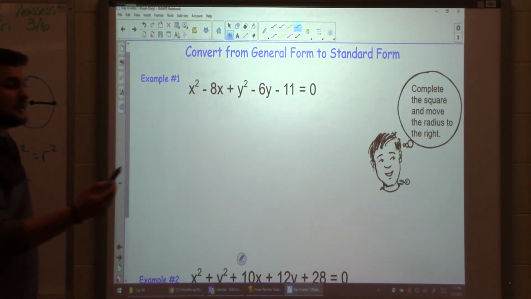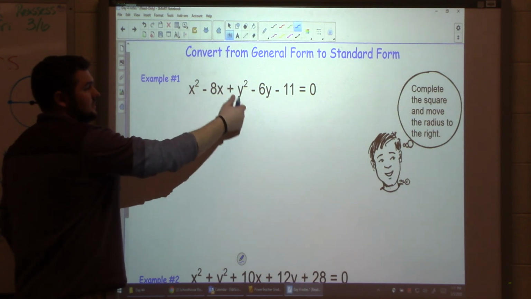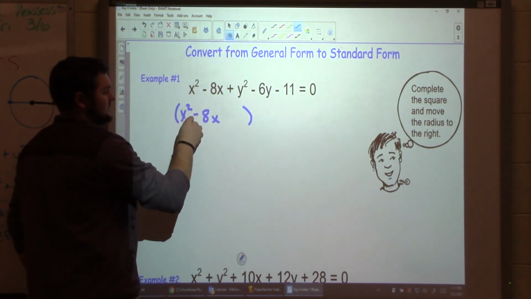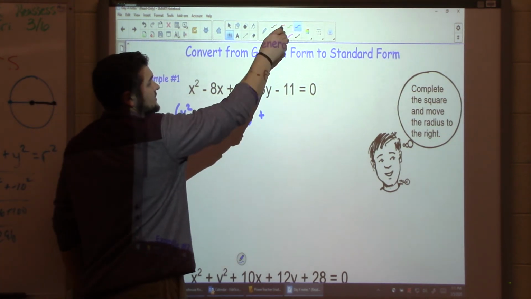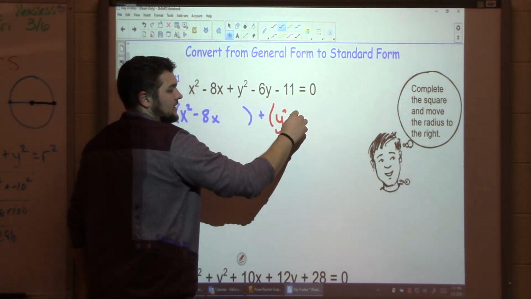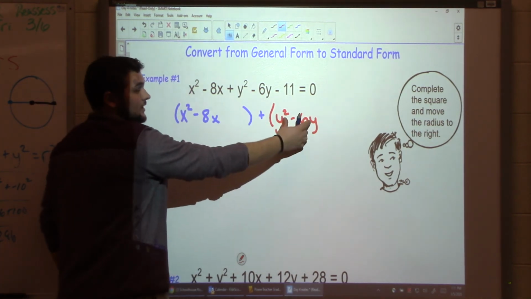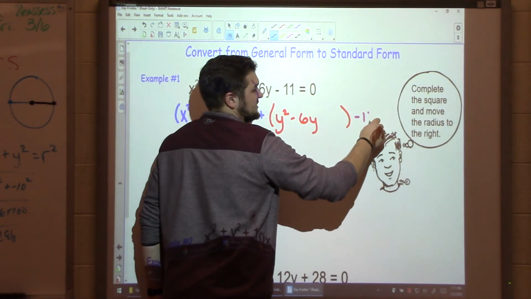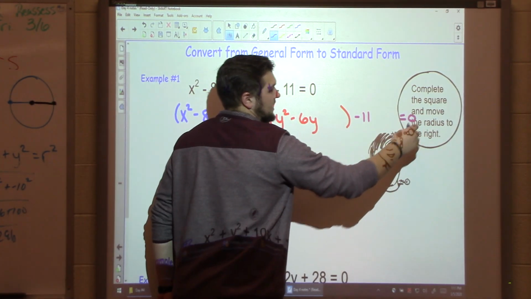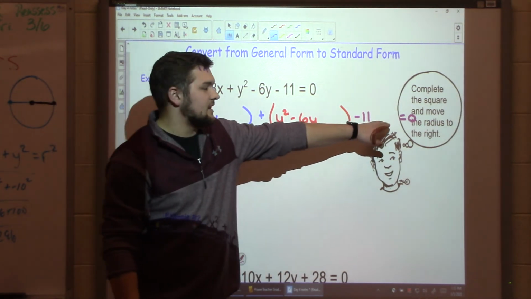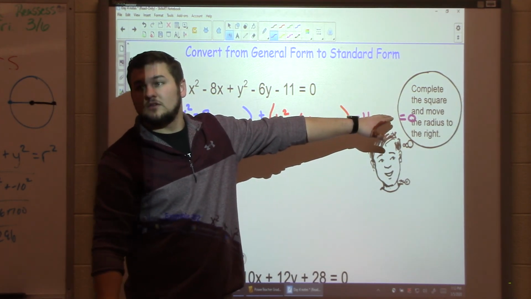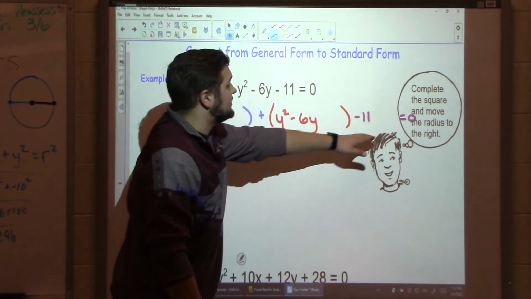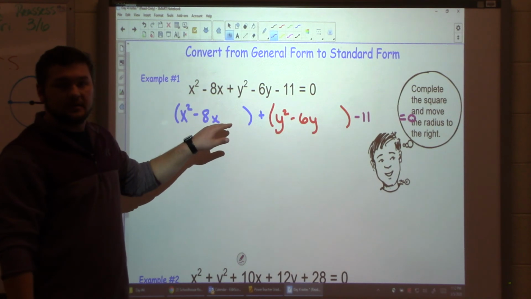Well, I'm going to separate x squared and x, and I'm going to leave a space. x squared minus 8x, leave a space, plus y squared minus 6y. I'm taking those variables that are alike, leave a space. And then minus 11, leave a bigger space, equals 0. Why do I leave a space at the end here? What's that, Natalie? Because we're going to subtract whatever we add inside, right?